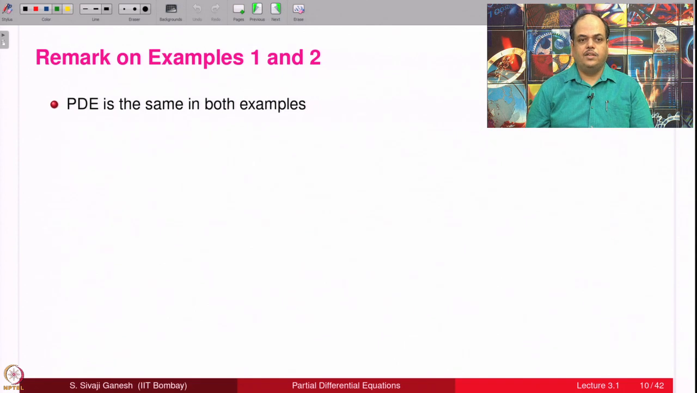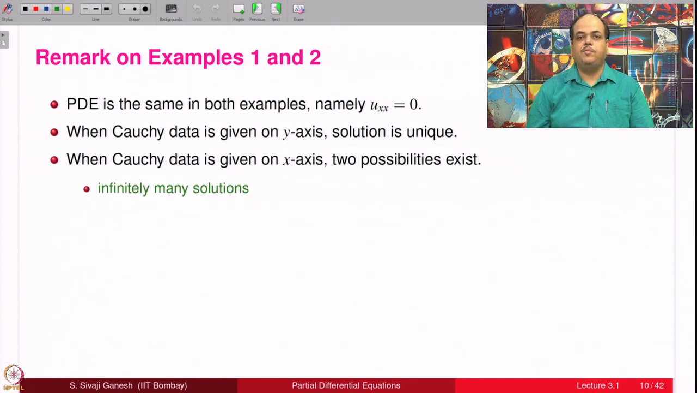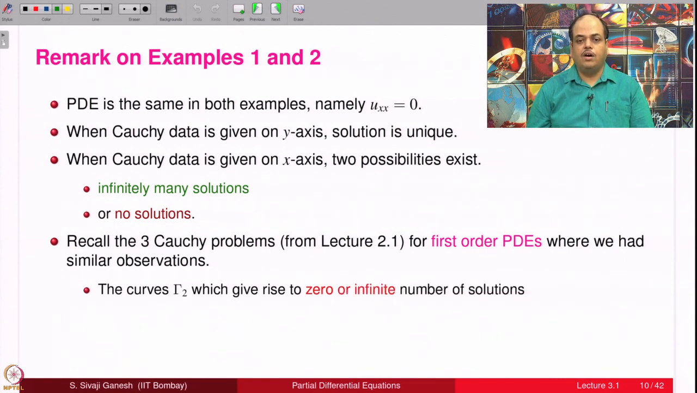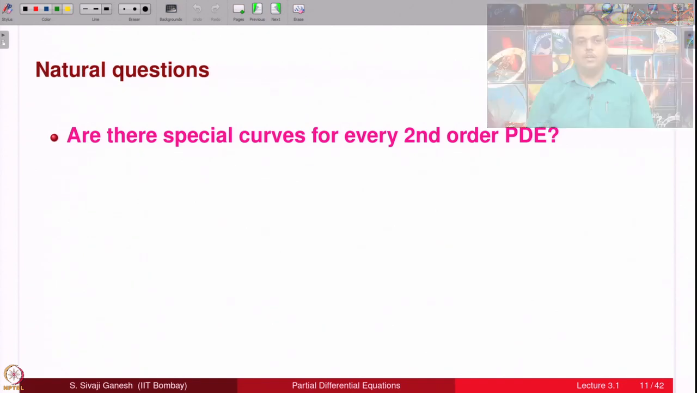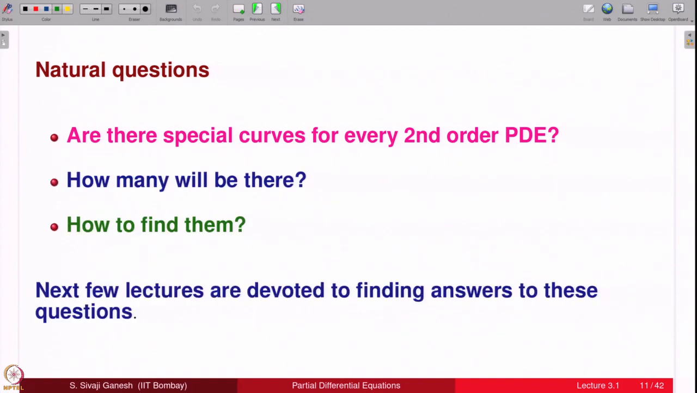So, if you compare both the examples, the PDE is the same in both the examples, namely u_xx equal to 0. When Cauchy data is given on the y axis, the solution is unique. When Cauchy data is given on the x axis, two possibilities exist, infinitely many solutions or no solutions. So, recall the three Cauchy problems that we considered in lecture 2.1 for first order PDEs, where we had similar observations. The curves gamma 2, which give rise to 0 or an infinite number of solutions, turned out to be special curves for the PDE, and these curves were called base characteristic curves later on. Now, the natural questions are: are there special curves for every second order PDE? How many will there be?